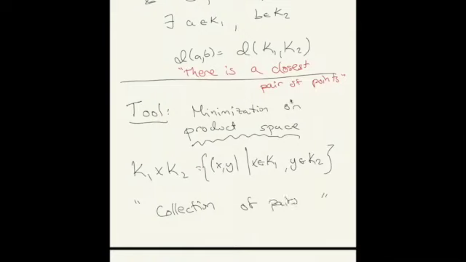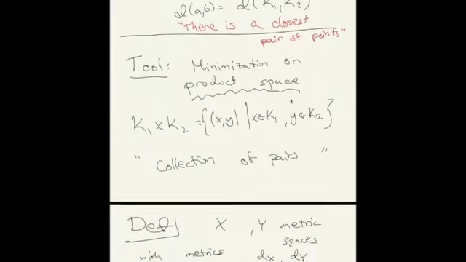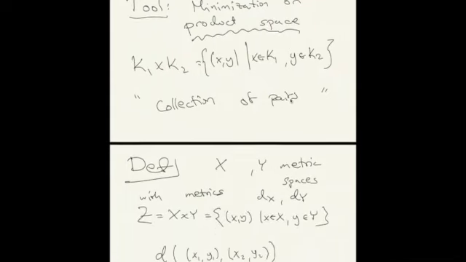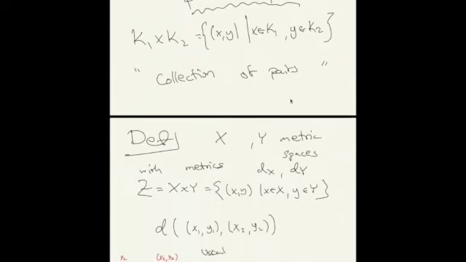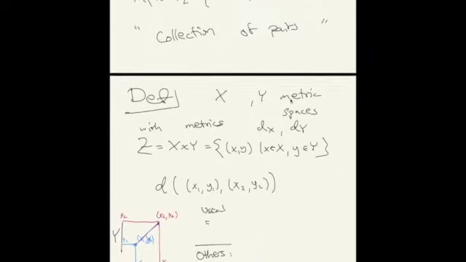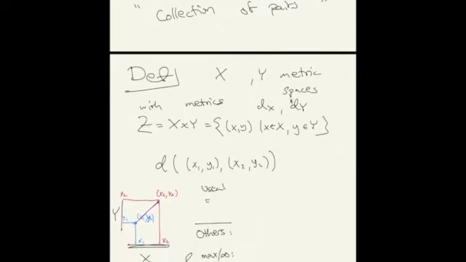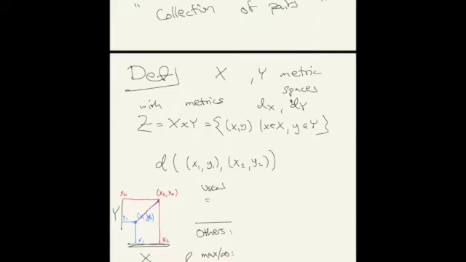So the idea is that we create a space that contains the possible combinations of K1 and K2, or the possible pairs. And this way we can actually infimize over this space instead of infimizing over these two spaces individually. Now, if we want to use our language of metric spaces, open sets, etc., we have to introduce a metric on this space.